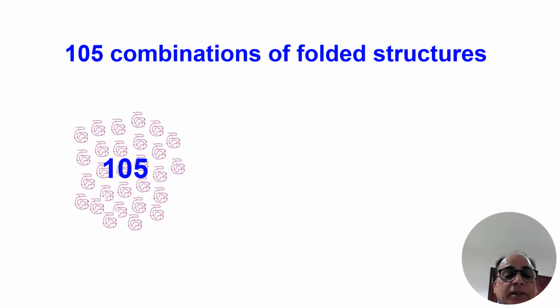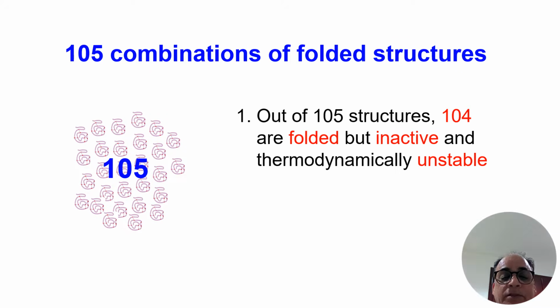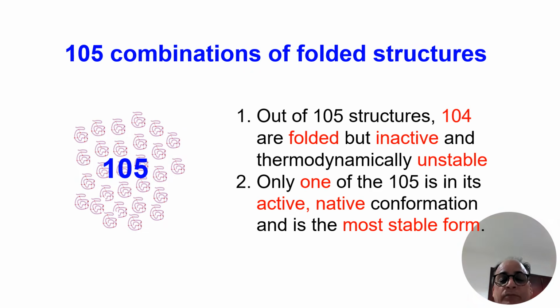So you can say that there is possibility of 105 combinations of RNase's folded structures in one of his experimental conditions. So what is the significance of this in relation to his experiment? Remember two things. First, out of 105 structures, 104 are folded but inactive and thermodynamically unstable. And the second point is that only 1 out of 105 structures is in its active native conformation and is the most stable form.